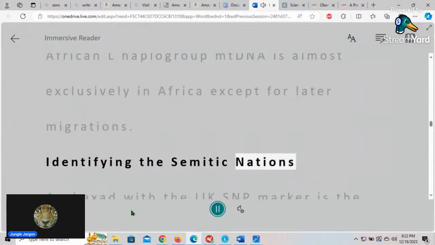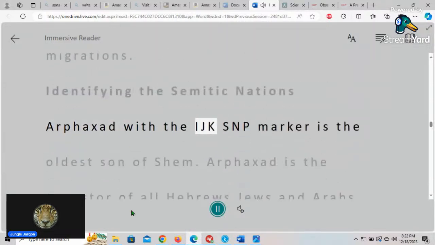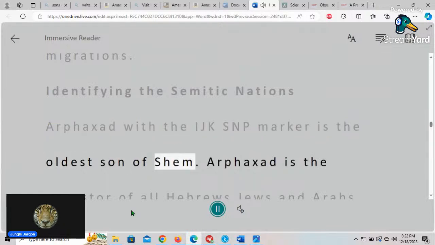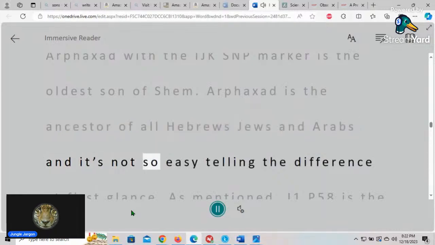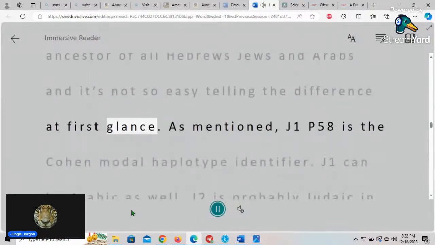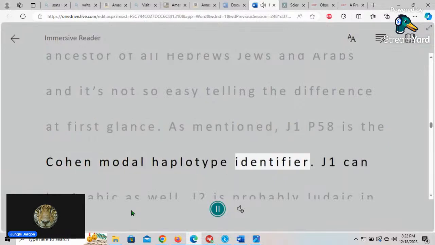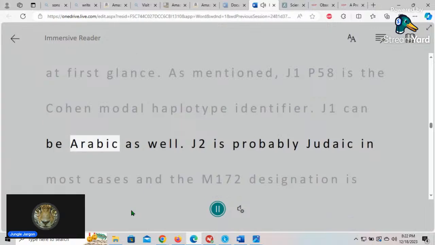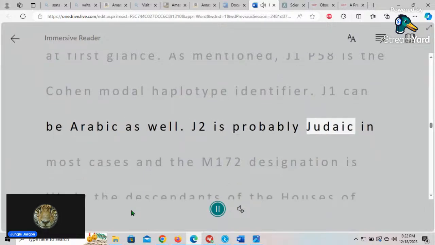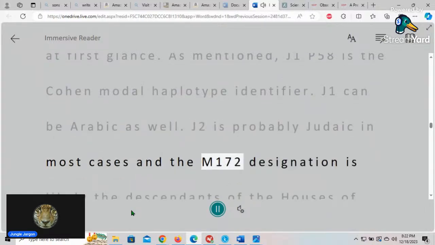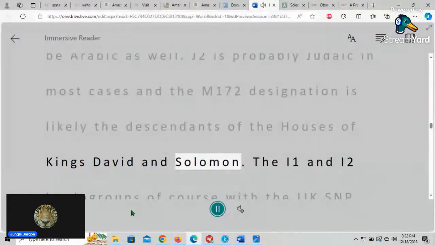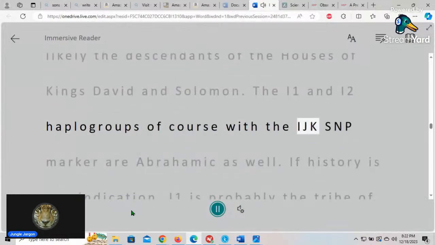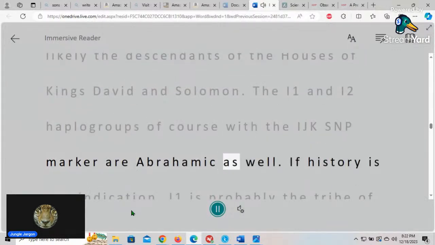Identifying the Semitic nations. Arphaxad with the IJK-SNP marker is the oldest son of Shem. Arphaxad is the ancestor of all Hebrews, Jews, and Arabs, and it's not so easy telling the difference at first glance. As mentioned, J1P58 is the Cohen modal haplotype identifier. J1 can be Arabic as well. J2 is probably Judaic in most cases, and the M172 designation is likely the descendants of the houses of Kings David and Solomon. The I1 and I2 haplogroups, of course, with the IJK-SNP marker, are Abrahamic as well.